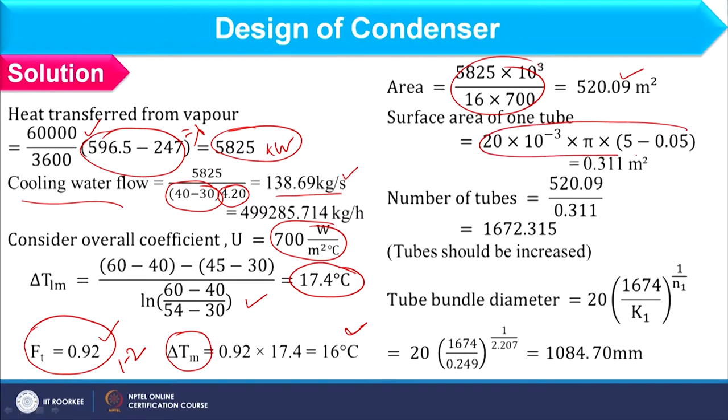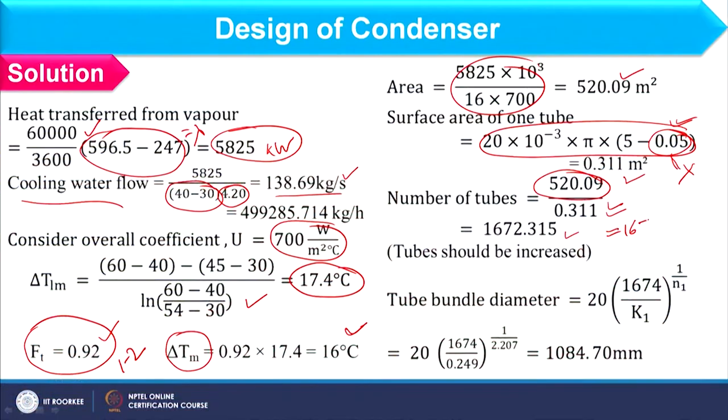The surface area of one tube you can consider as pi d naught L effective. Here also you should consider L effective, because whatever section of the tube is inside the tube sheet will not participate in heat transfer. Considering the effective length, we find the surface area of one tube as 0.311 meter square. The total heat transfer area is given like this. Division of these two gives 1672.3 number of tubes. However, the number of tubes will never be in decimal, so the next value should be 1673. But here I am having 2 passes, so I should consider at least an even number of tubes. So 1674 will be the final number of tubes.